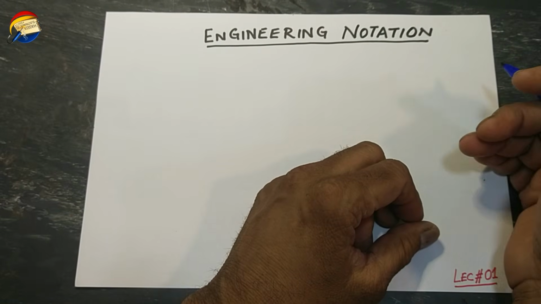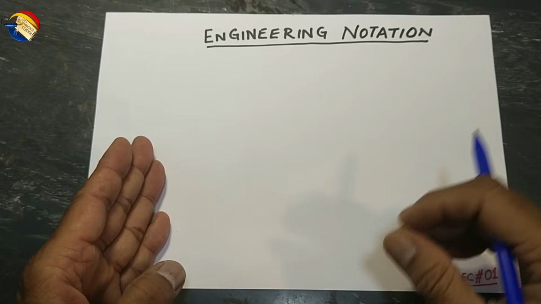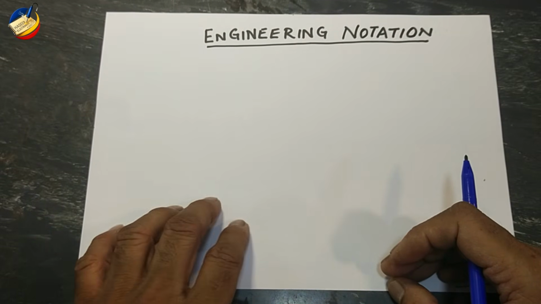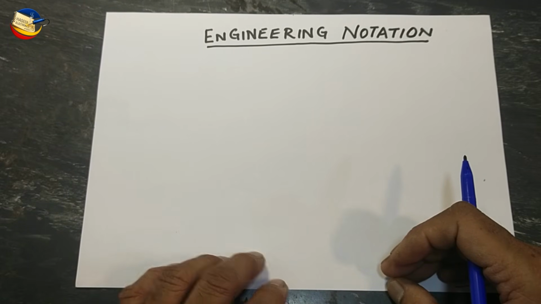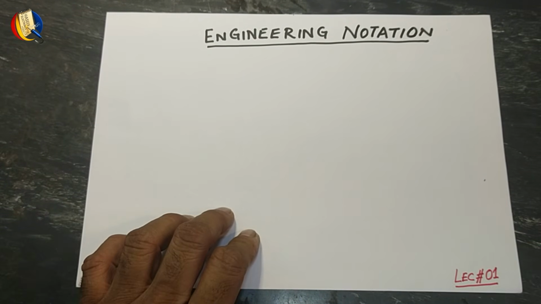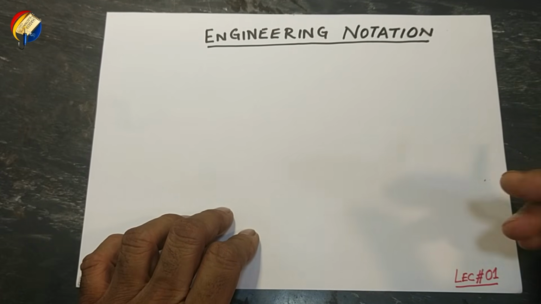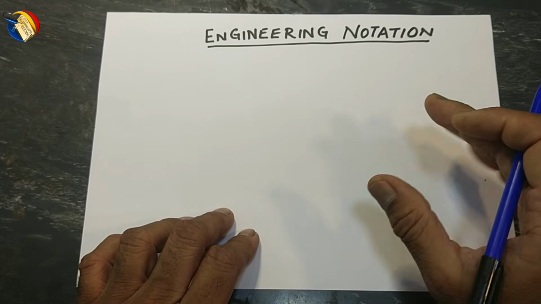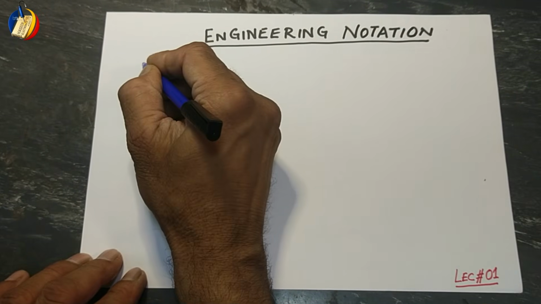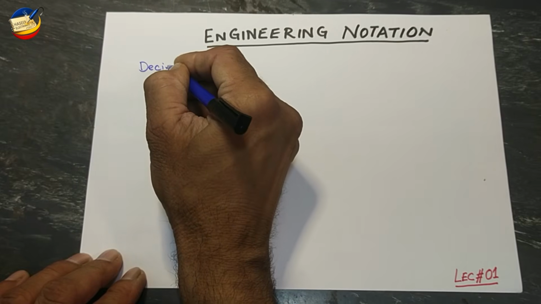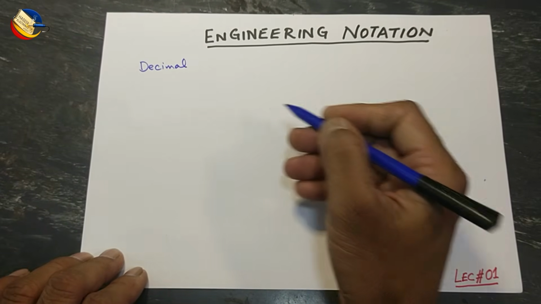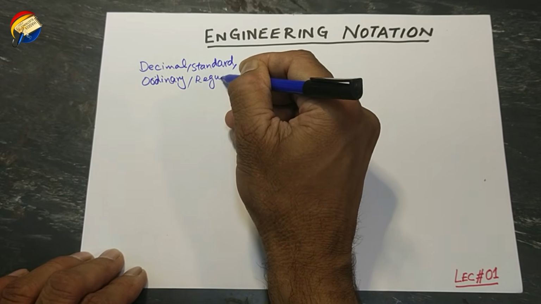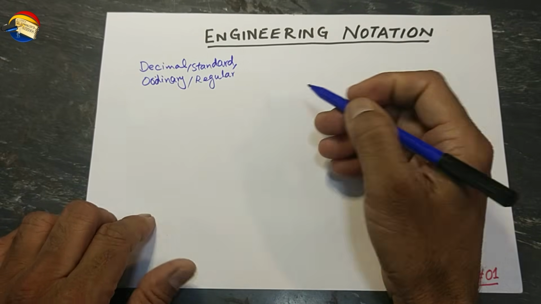In our routine life, we say 41, 41.5, 47.9, 47,000, 33,000, 100,000, 1 million, 10 million, like that, or 0.00001. So this is the decimal system. We have the decimal notation system. It is also known as regular or standard or ordinary notation.